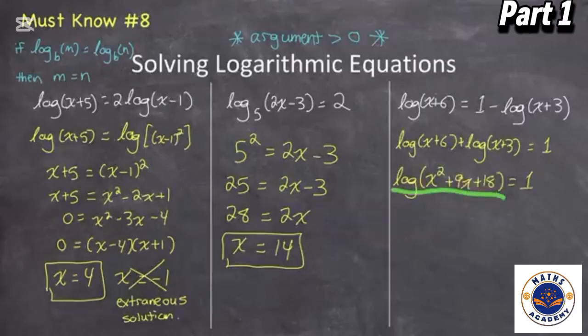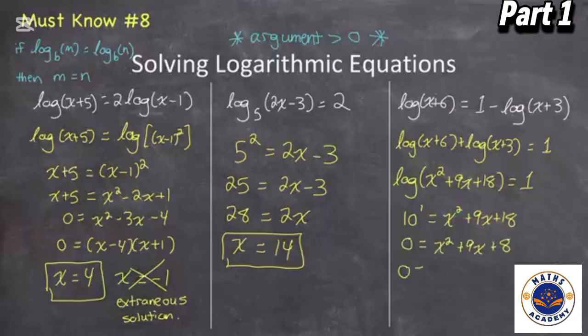Now that it's a log equals a constant, let's convert it to exponential form. Remember, on the left, we have the common logarithm, so the base is 10. So that equation means that 10 to the power of 1 is equal to the argument. It's a quadratic, so I'll set it to 0 before solving further. And then that's factorable. The numbers that multiply to 8 and add to 9 are 8 and 1. So the solutions to this equation are x equals -8 and x equals -1.